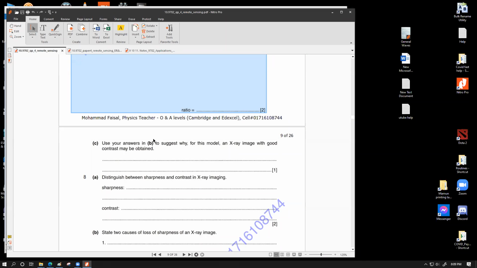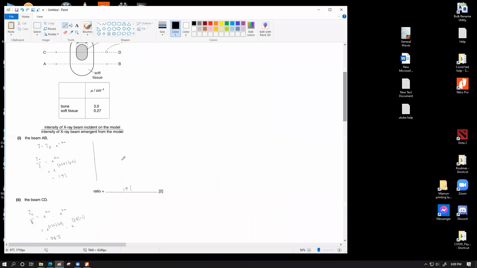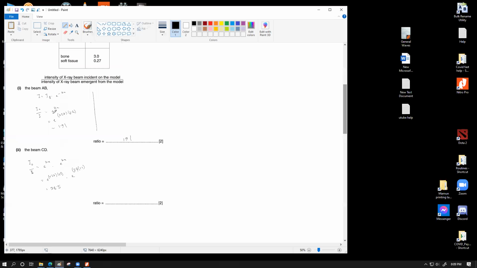So you can see the question is asking us why this is supposed to give us a good contrast. If you have a look at the values over here, you can see that the X-ray beam that passes through the flesh only has a value of 1.91. An X-ray beam that passes through the bone part has a value of 38.5. Which means that the X-ray beam which is going to pass through the bone is going to be highly attenuated or highly absorbed.